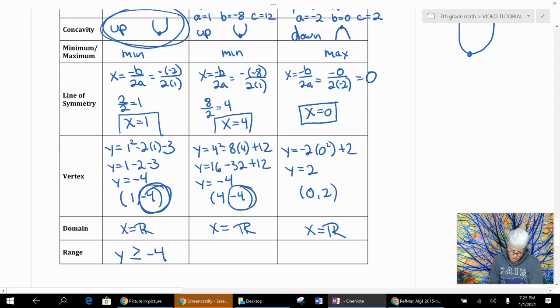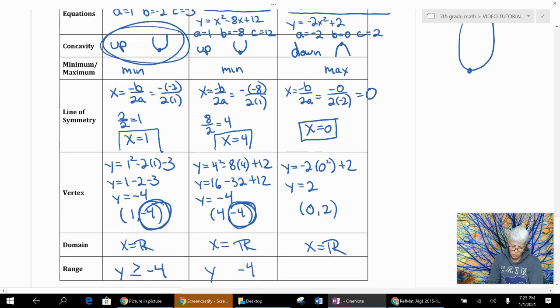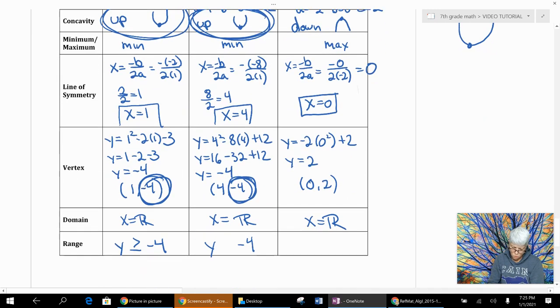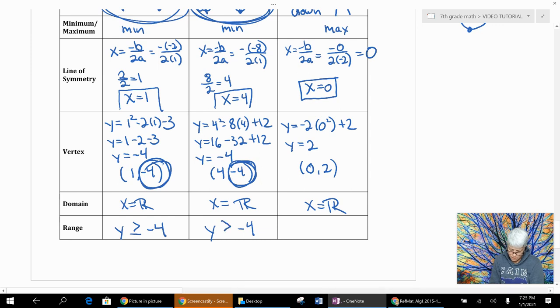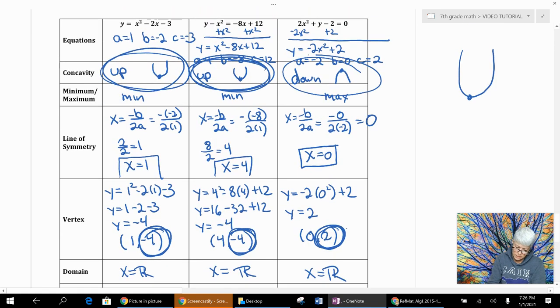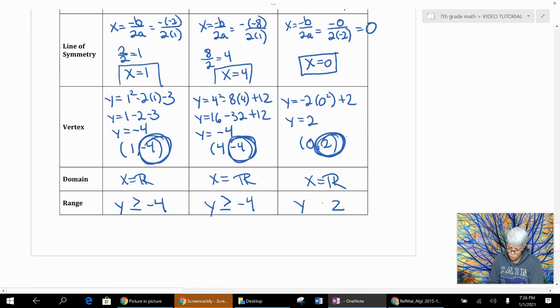The next one, we decided again that y is negative 4. If we look up here, we decided that that is the minimum point. So y is greater than or equal to negative 4. Last one, we decided that y is 2. Remember right here? And if I look up here, it is the maximum. So everything is less than that point. So y is less than or equal to 2.